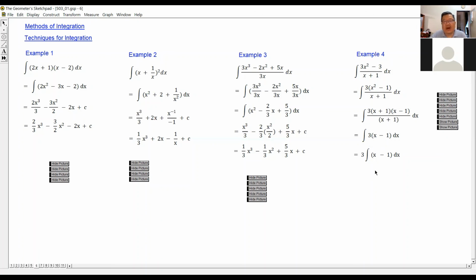Integrate x, x squared over 2. Integrate negative 1, negative x. Let's see. Okay. So integrate x, become x squared over 2. Integrate negative 1, become negative x. And you have plus c behind. The 3 is just outside this. So now you can multiply the 3 inside. 3 over 2 x squared, minus 3x plus c. Any question?